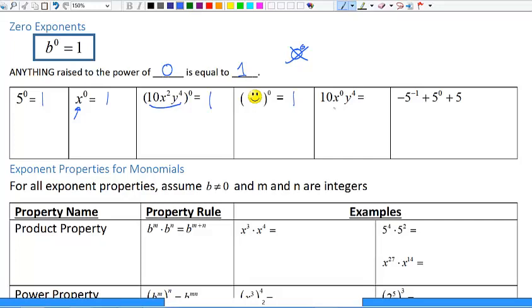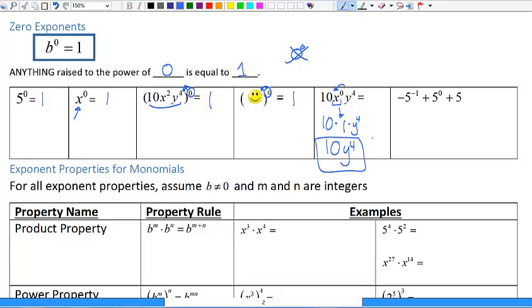Now, this one's a little tricky because the 0 is actually only applied to the thing right before. In this case, the only thing that's right before it is the x. On the ones with parentheses, the parentheses was right before it, so it meant the whole thing, okay? On this fifth problem here, the only thing being raised to the 0 is the x. So 10 stays the same, x to the 0 is 1, and y to the 4 stays the same, so my answer is just going to be 10 times 1, which is 10, y to the 4.